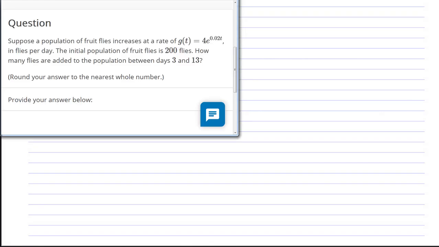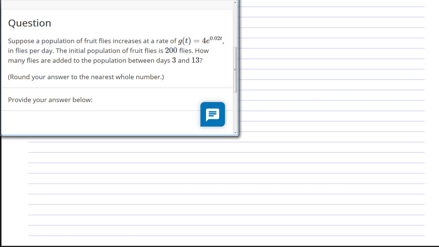Essentially, this is what calculus allows us to do. If we know how fast something's changing, then we can find out the total quantity, the net quantity that the something has changed by. And that's actually a really big deal.